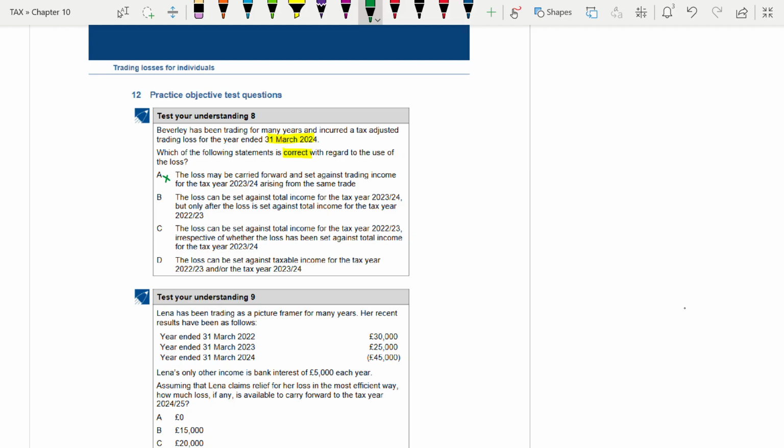Second one is correct. We say we can take the loss to next year. The loss can be set against total income for the tax year 23-24, but only after the loss is set against total income for the tax year. There is no condition, is it that? There is, but only after the loss.